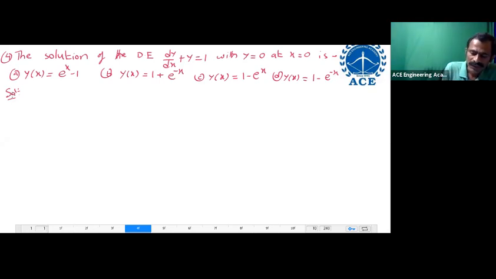And options were given. Whenever options are given like this, and it is an initial value problem, without solving the problem also, we can choose the answer, if possible. Always may not be possible. By verification, if it is possible to choose the answer, we can choose. Using the condition, if it is possible to choose the answer, we can choose. So we try to choose the answer by the verification method using the condition.